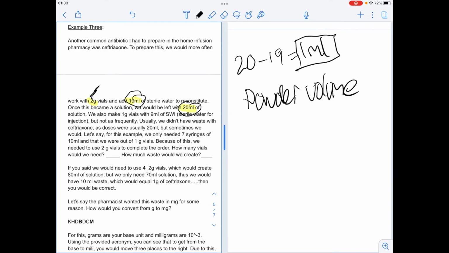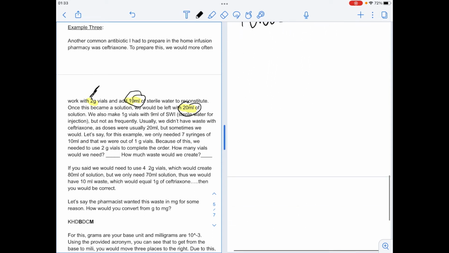Okay, well, moving on. Okay, so basically, there are also 1 gram vials of ceftriaxone to use. This example is basically for if we're out of stock in 1 grams, if for some reason our pharmacy didn't order the 1 grams, then we could always use the 2 grams and just end up with a little bit of waste if we needed to fill that prescription right away for the patient.